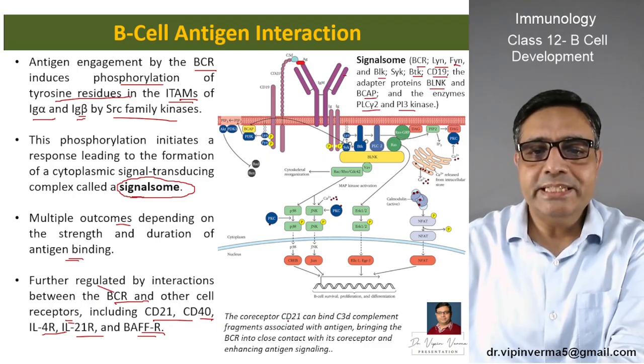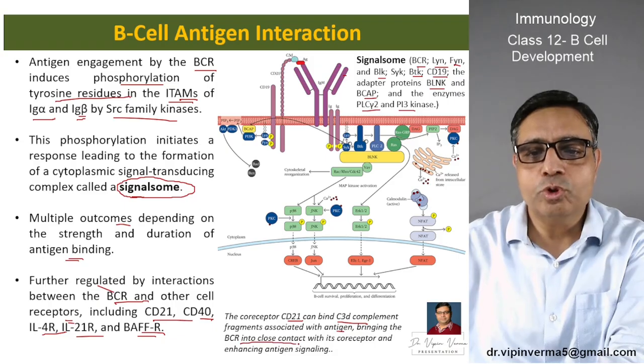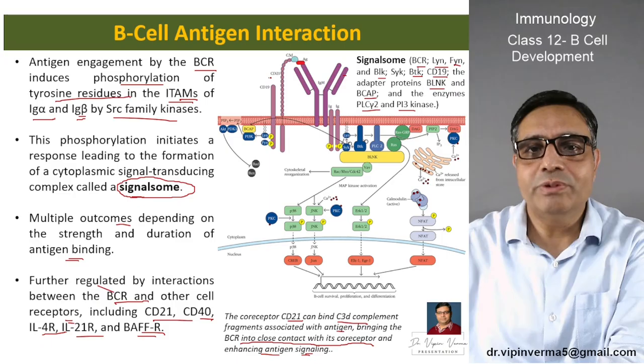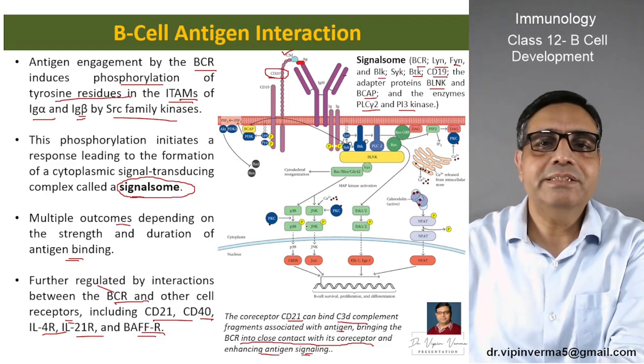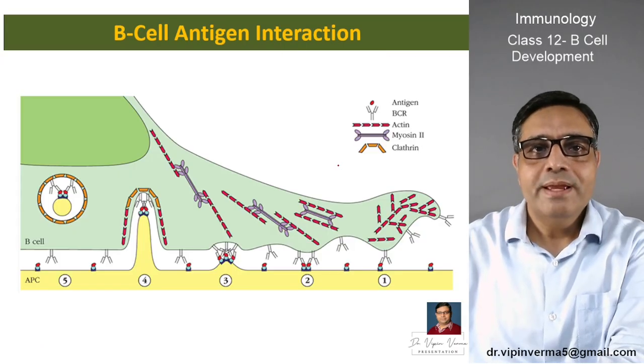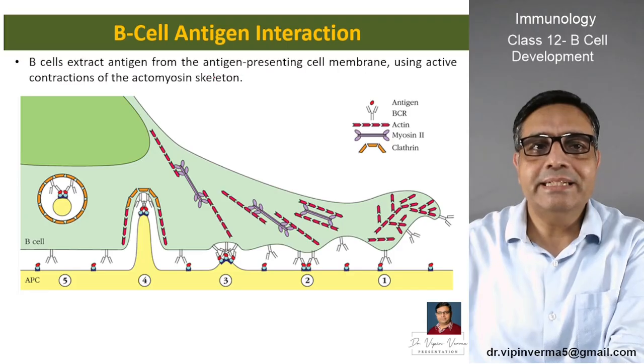Now, the co-receptor CD21 can bind the C3d complement fragment associated with antigen, bringing the BCR into close contact with its co-receptors and enhancing antigen signaling. So basically, if you can see here, this is CD21, and this CD21 binds to C3d, the complement fragment, and then brings the BCR into close contact with its co-receptor, and then it increases the antigen signaling.